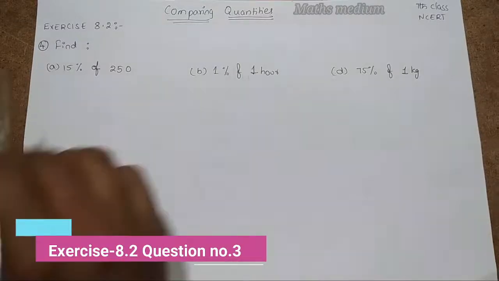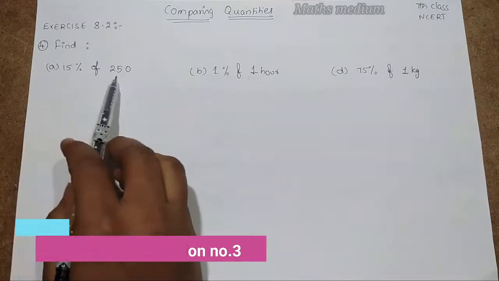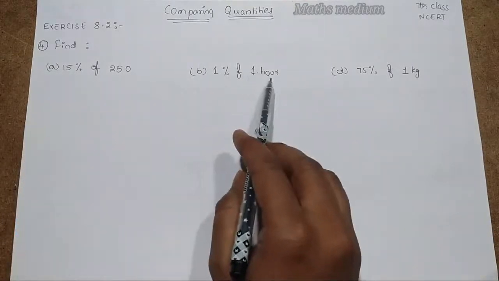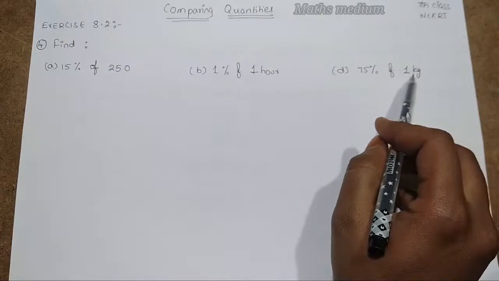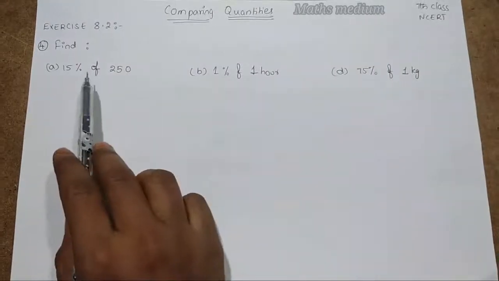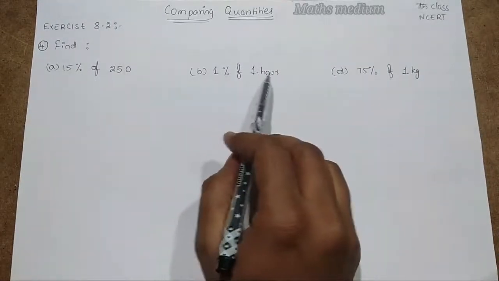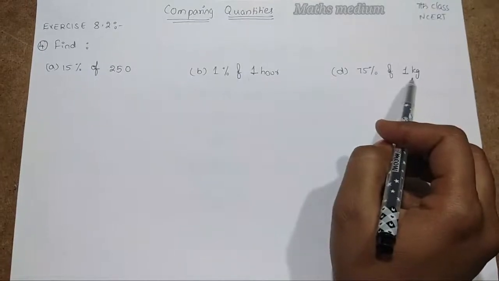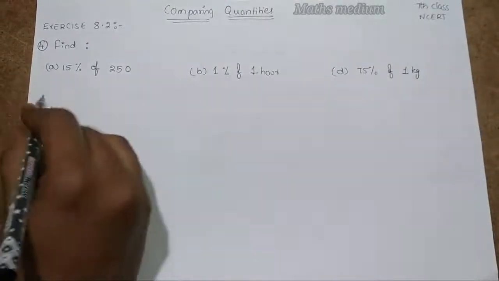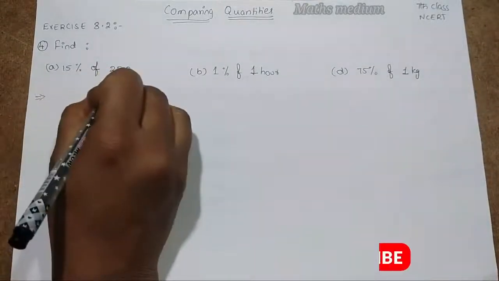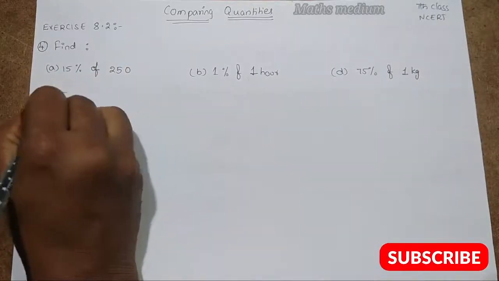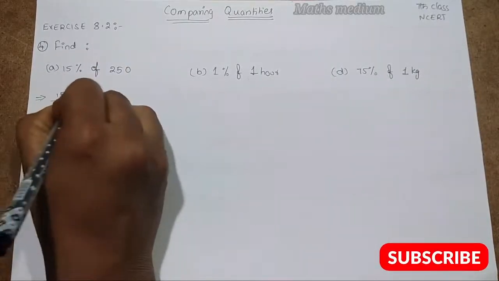Question number 4. Find 15% of 250, 1% of 1 hour, 75% of 1 kg. Here, one is numerical numbers and second one is hours and third one is kgs. So let's start with the A. Here 15% of 250 means 15 divided by 100 into 250.